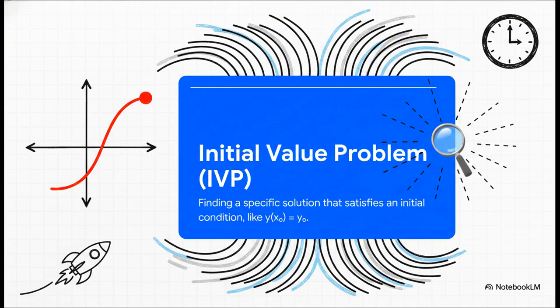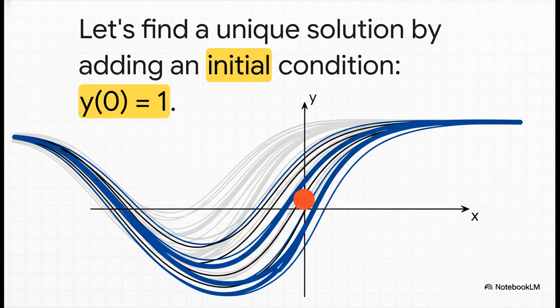So with an infinite family of answers, how do we ever pick the right one? Well, we need one more piece of the puzzle. We need a starting point. And in math, we call that an initial condition. This is what takes a general problem and makes it specific to our real-world situation. So for our example, let's just create an initial condition. We'll say that at the very beginning, when time is 0, the value of our function is 1.